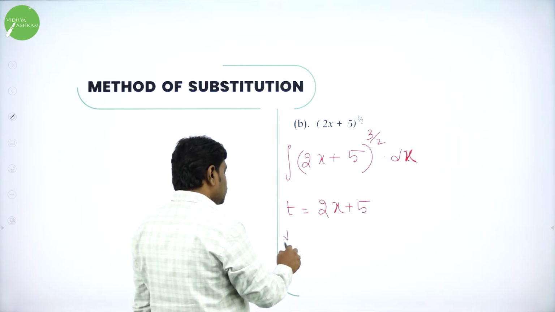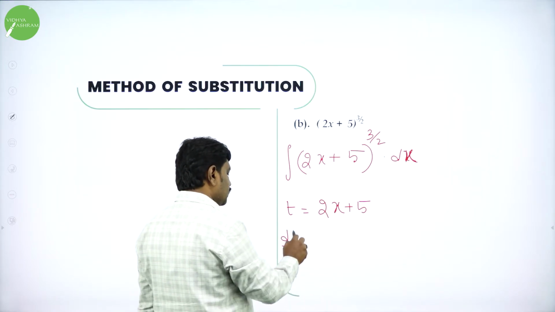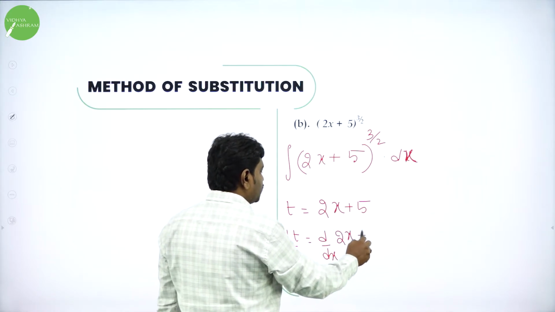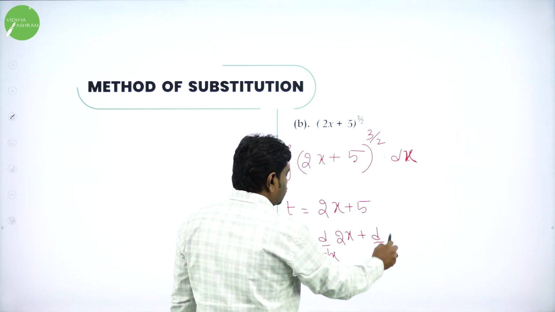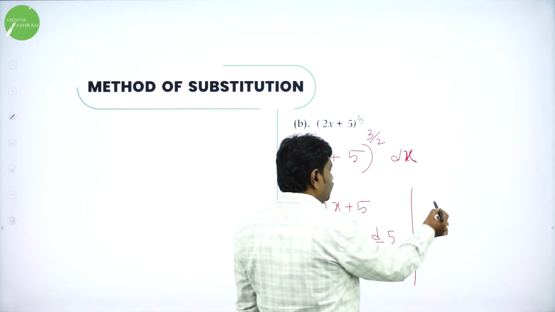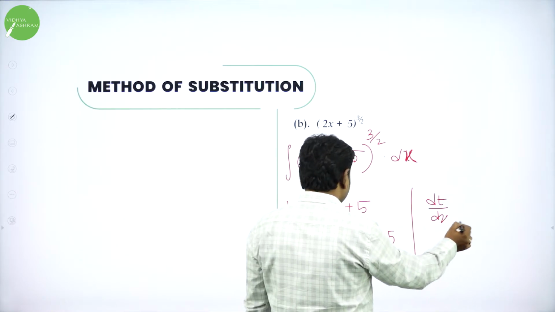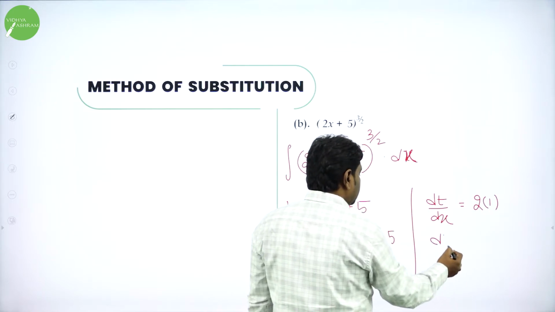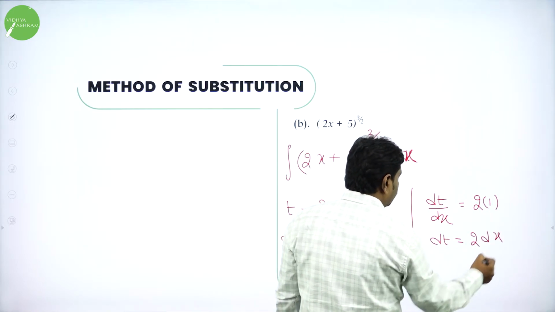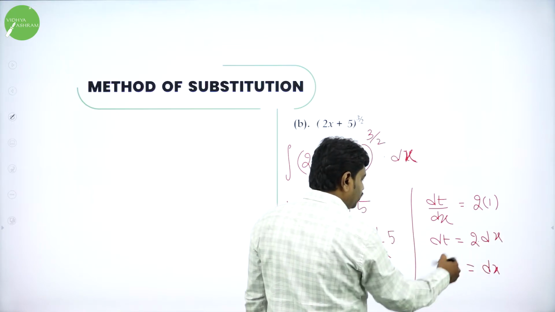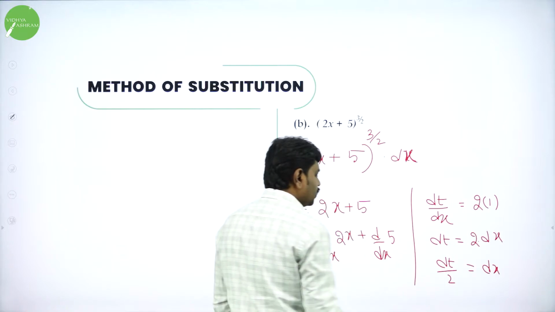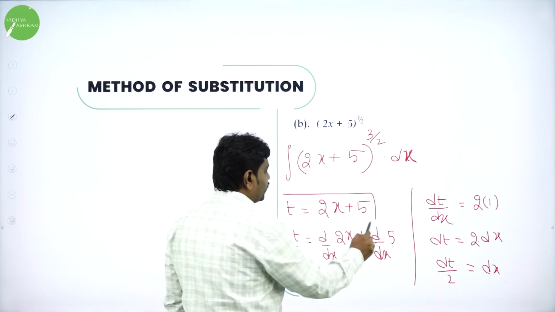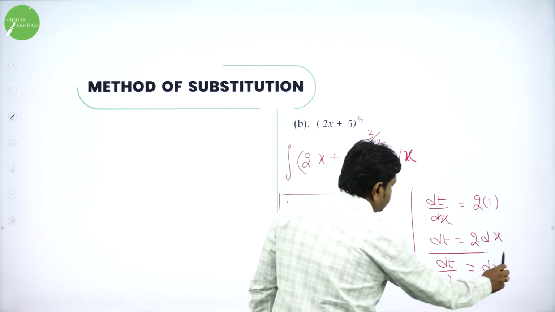Now differentiate both sides with respect to x and get the value of dx. So differentiating both sides with respect to x, d by dx of LHS, LHS is what? t, is equal to d by dx of RHS. What is RHS? 2x plus d by dx of 5. That is dt by dx is equal to 2 into, all of you know derivative of x is 1, so dt is equal to 2 into dx. And what do we need? We need dx. Bring the 2 to this side, so it will become dt divided by 2. So like that in every problem get the value of dx. So we assumed 2x plus 5 as t, and we got dx as dt by 2.